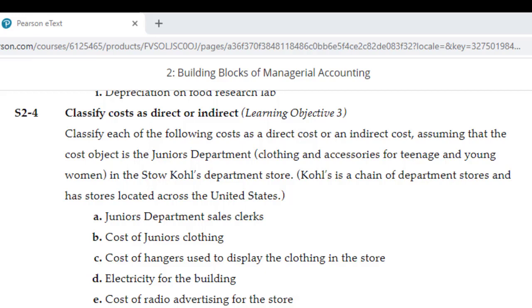So you get the picture. Anything that's specifically for the Juniors department of the rest of these is going to be a direct cost. Anything that's for a bigger part of the organization, maybe the entire store, the entire company, then you're going to have to allocate part. That's an indirect cost. So that's kind of how you go about doing this. So do the rest of these and practice this, as it's an important part of this learning objective.